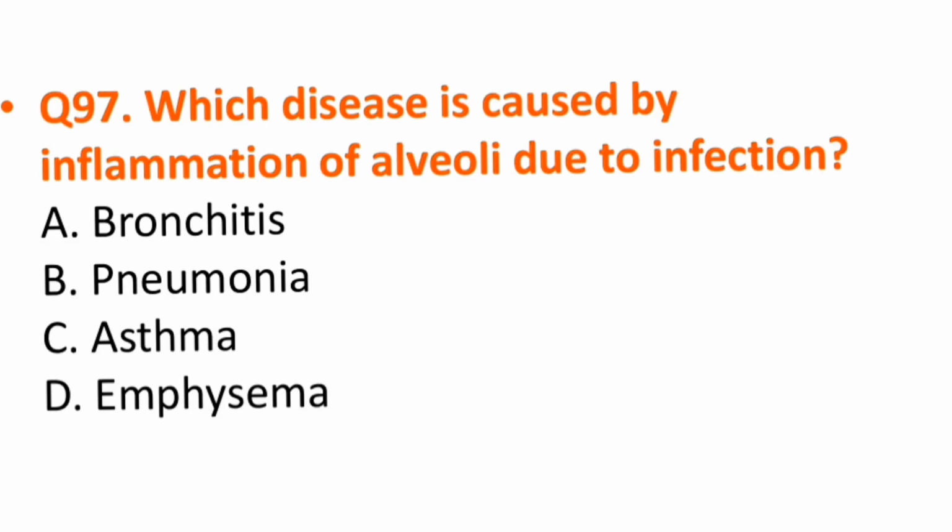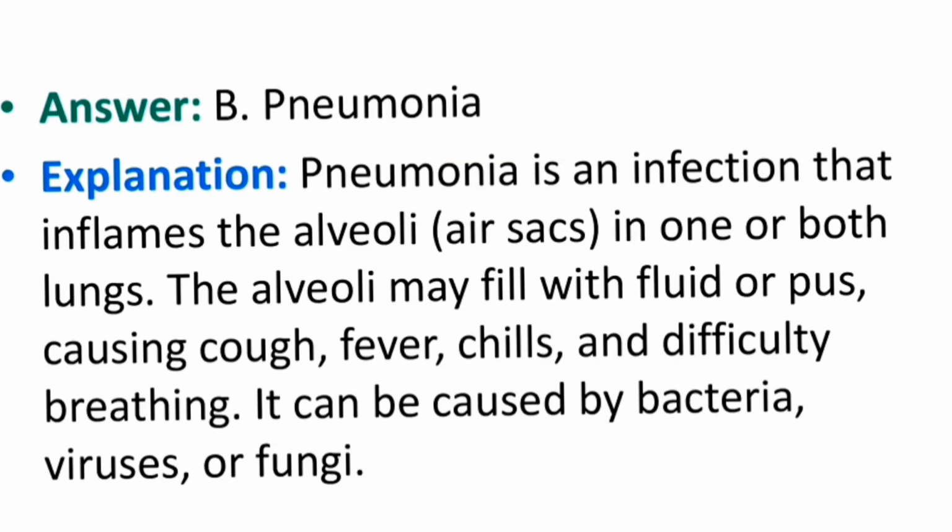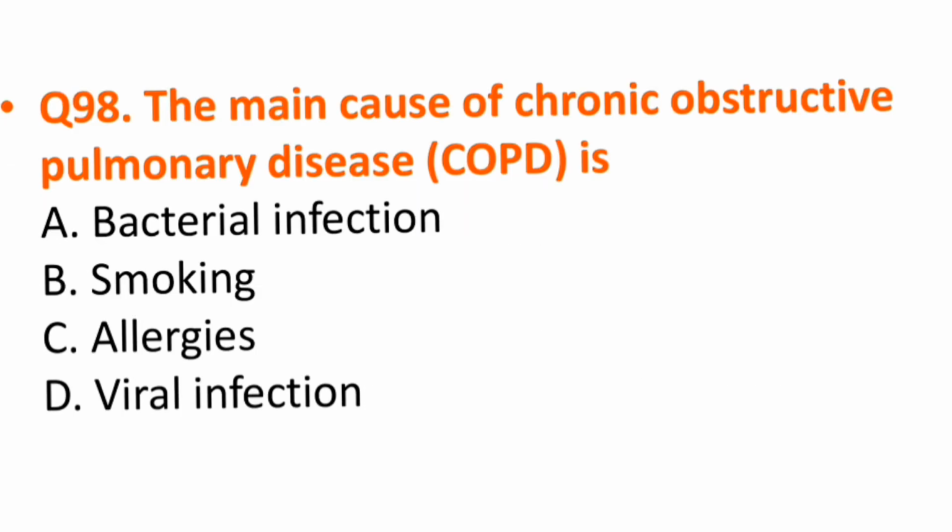Which disease is caused by inflammation of alveoli due to infection? Option A, bronchitis. Option B, pneumonia. Option C, asthma. Option D, emphysema. The correct answer is option B, pneumonia. Pneumonia is an infection that inflames the alveoli, air sacs in one or both lungs. The alveoli may fill with fluid or pus, causing cough, fever, chills, and difficulty breathing.